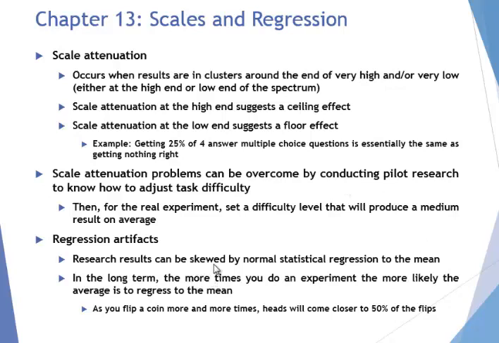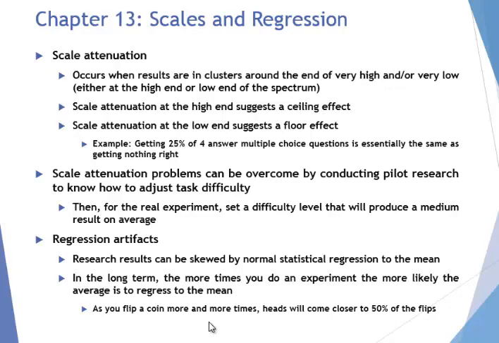Then we've got this idea of regression. Regression artifacts result in being skewed towards the mean. And the reason for it, and I'm going to discuss what regression is in a minute, in the long term, the more times you do an experiment, the more likely the average is to regress to the mean. So we all know that when you flip a coin, the chances of heads is 50%. The chances of tails is 50%. Assuming it's a fair coin, it's not weighted, whatever it is.